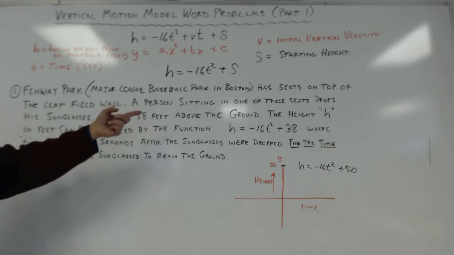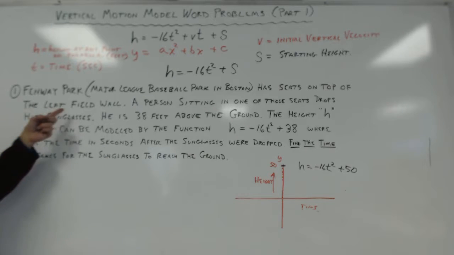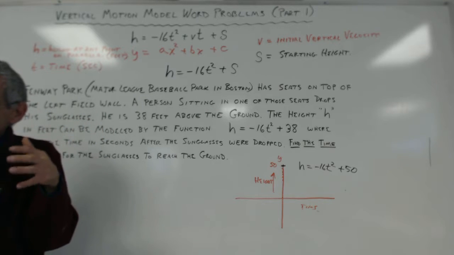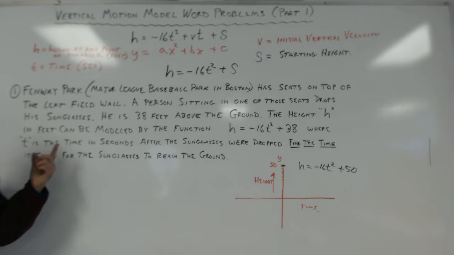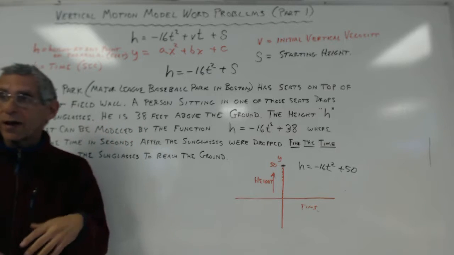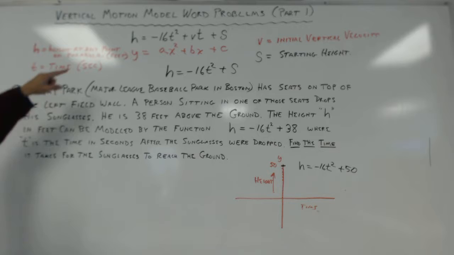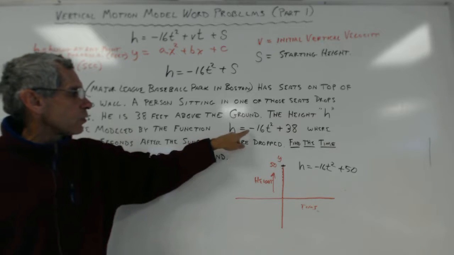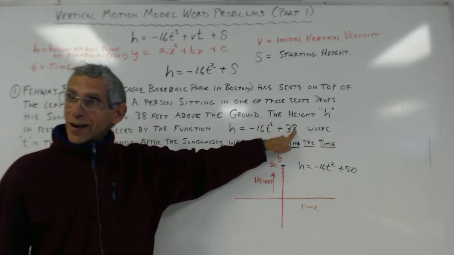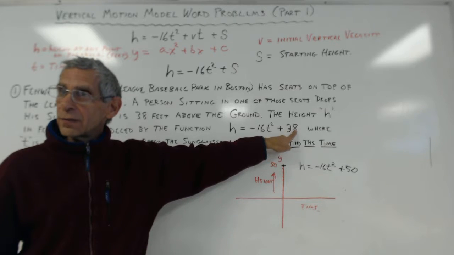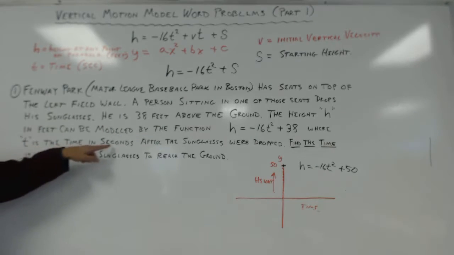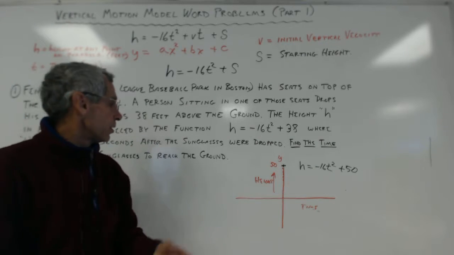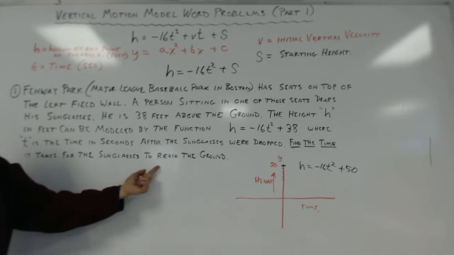It's a Major League Baseball park in Boston. It has seats on top of the left field wall, sitting right on top of the wall. And this guy sitting on one of those seats drops his sunglasses. He is sitting 38 feet above the ground, right? The height H, in feet, can be modeled by the function H equals negative 16 t squared plus the starting height, 38. Pretty straightforward, right? Okay, and then it says where t is the time in seconds after the sunglasses were dropped. Find the time it takes for the sunglasses to reach the ground.